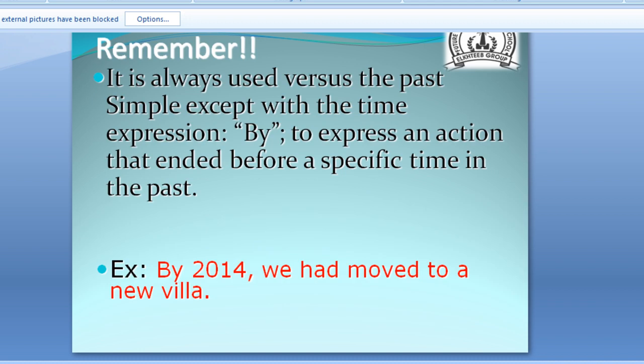Remember, it is always, I repeat again, used versus the past simple, except with the time expression "by", to express an action that ended before a specific time in the past. For example, by 2014, we had moved to a new villa.